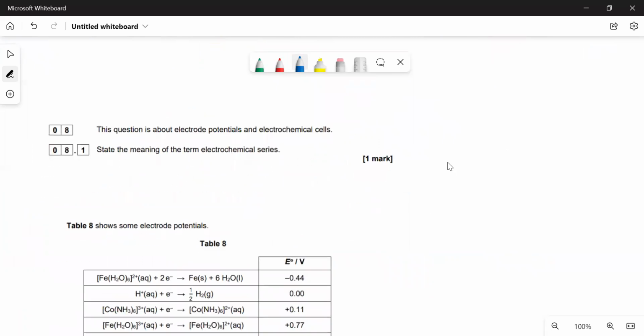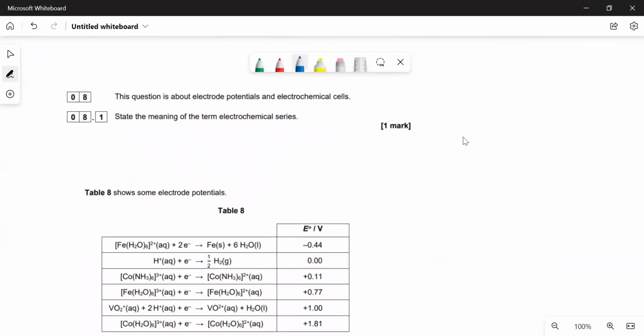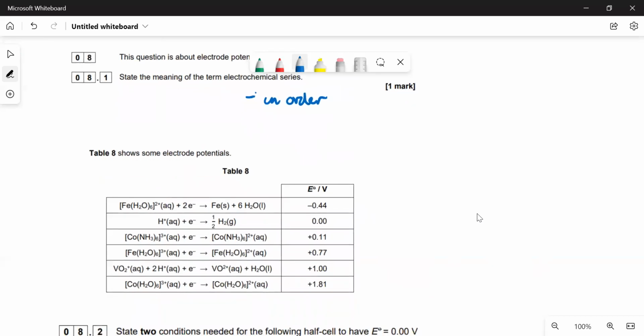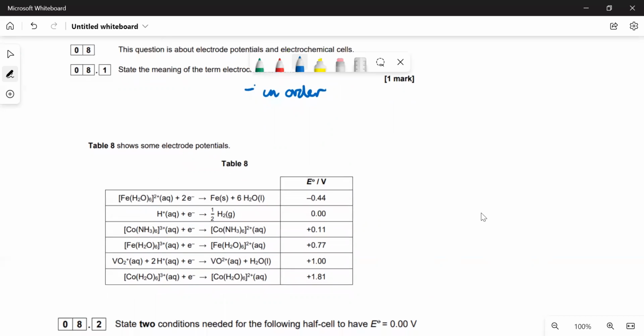Okay, on to electrode potentials. State the meaning of the term electrochemical series. And I think all they want, it's only 1 mark, is for you to say when you put electrode potential values in order, either from positive to negative or from negative to positive. You look in the mark scheme, that's all they want you to say for that. Okay, so we've got some electrode potentials there, all to do with transition metal complexes mostly.